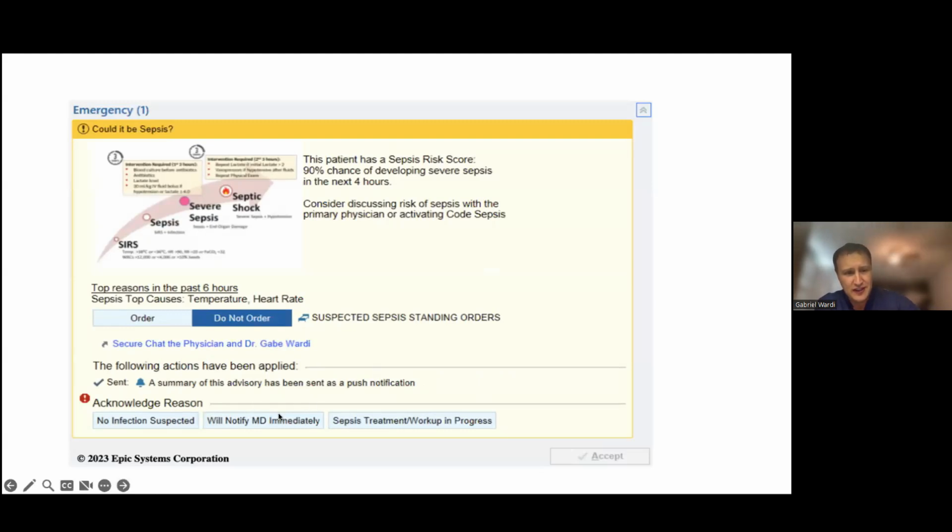You can see a few things. This was actually the first one where we were able to put in a best practice advisory to put a secure chat. My name was put here because I wanted to know about all instances when this was going on. And then we also really limited the reasons that our nurses could respond to this, because in the past with some prior models, we've noted that people would try to get out of these as quick as possible. So we really limited it.